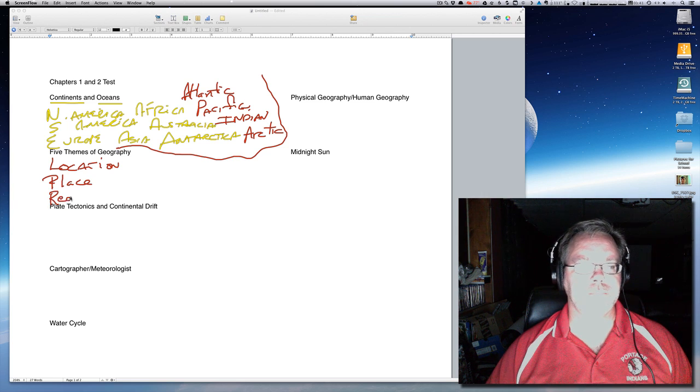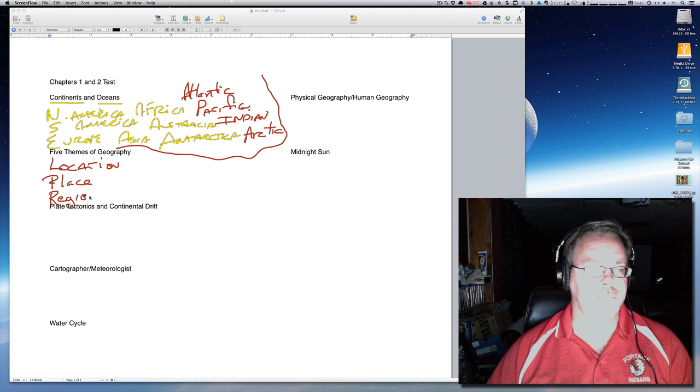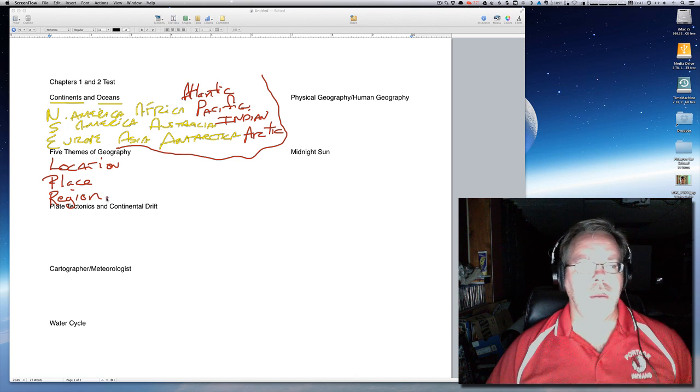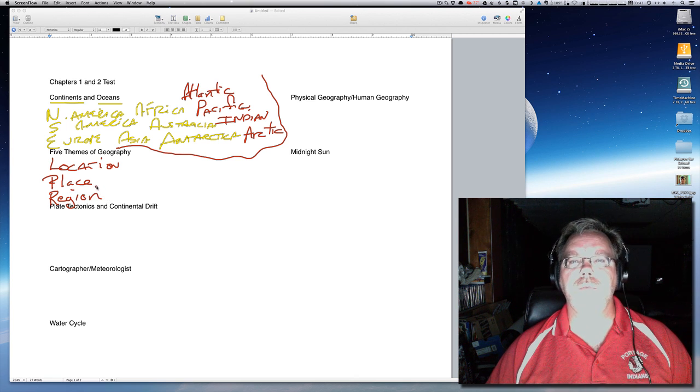Region. Region is when you take an area and sort of lump it together by things that are similar characteristics, like climate, for example. We live in Northwest Indiana, the northwest corner of our state. That's an example of a region.